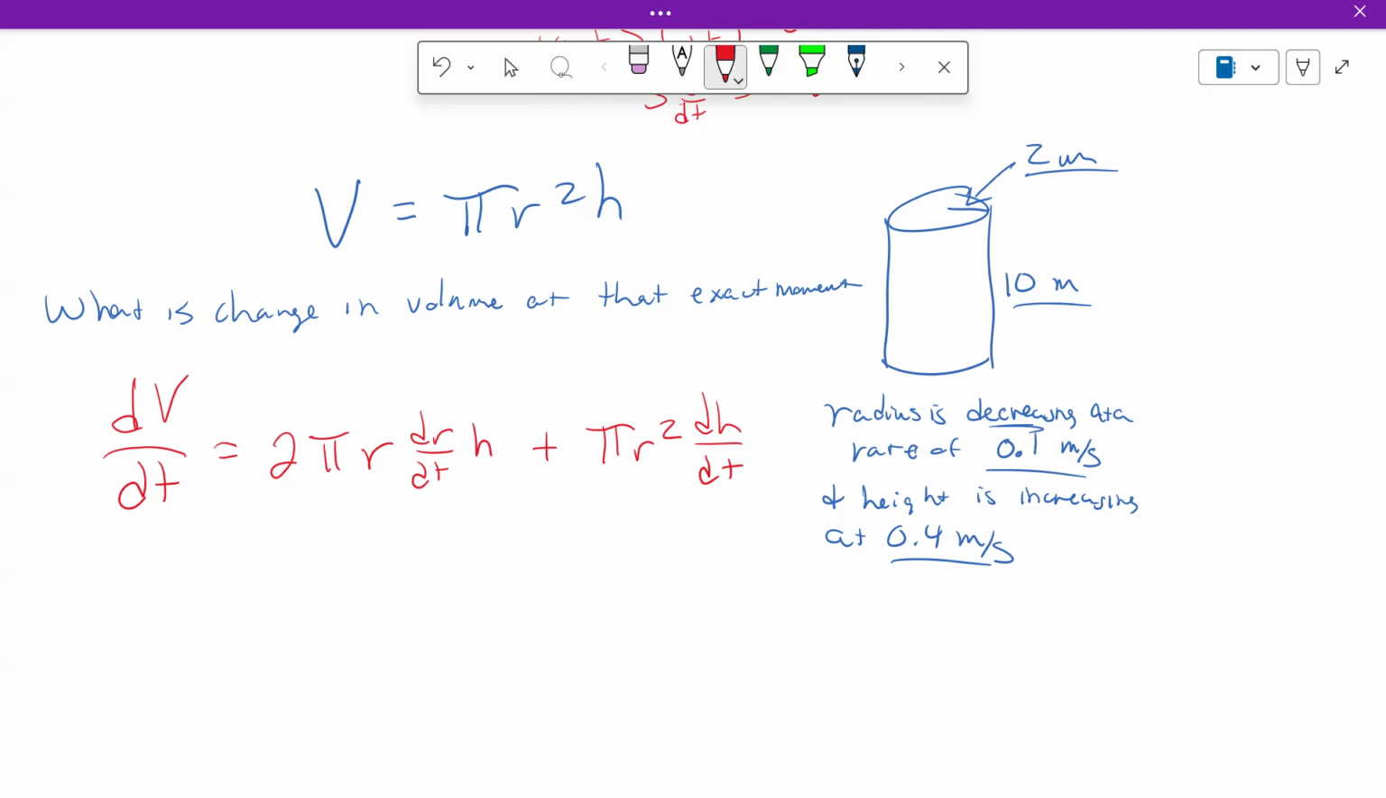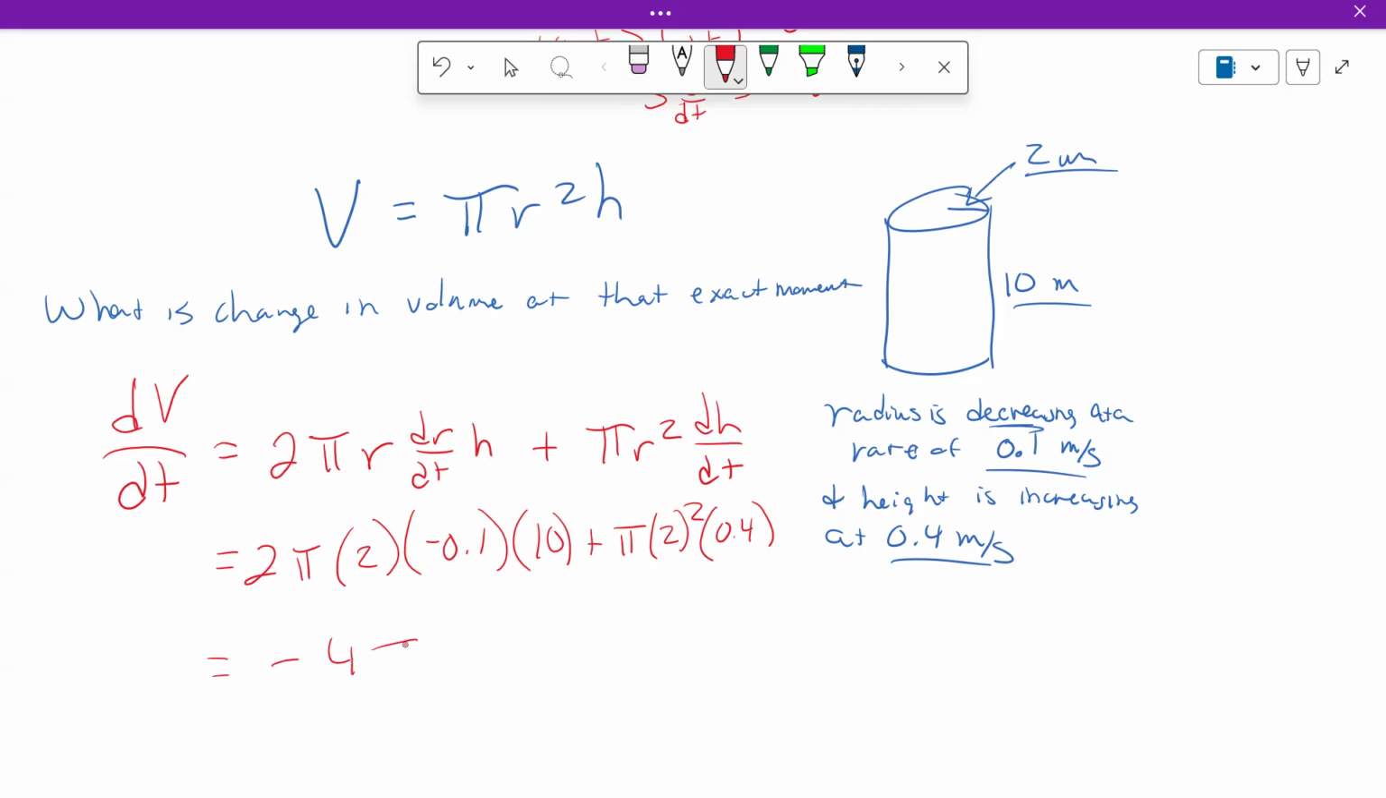Product rule. What's r? 2. What's dr/dt? Negative 0.1 because it's decreasing. What's h? 10. Plus pi times 2 squared times 0.4.